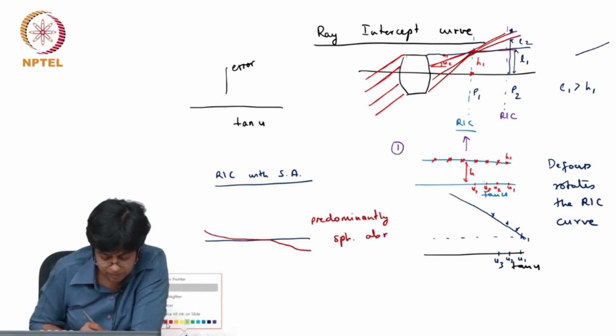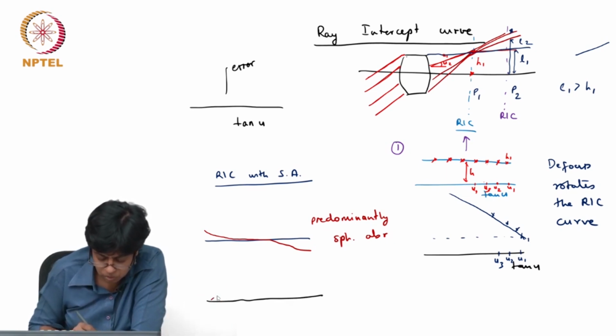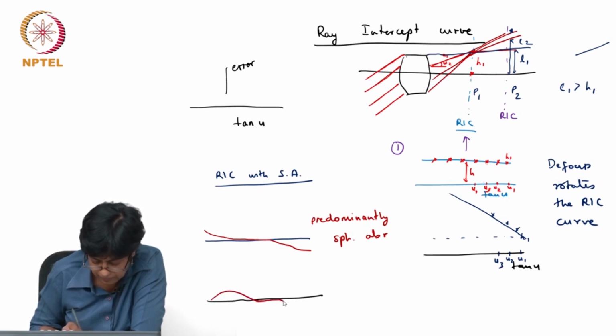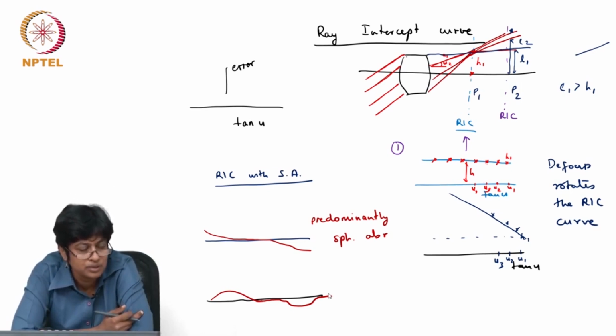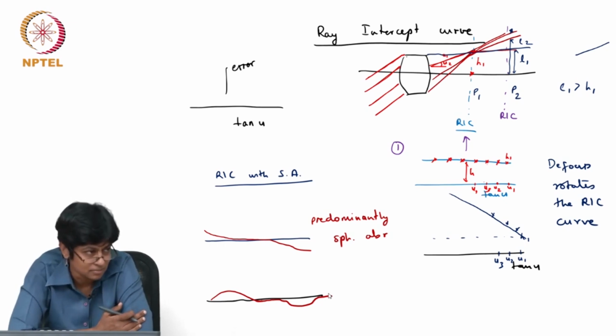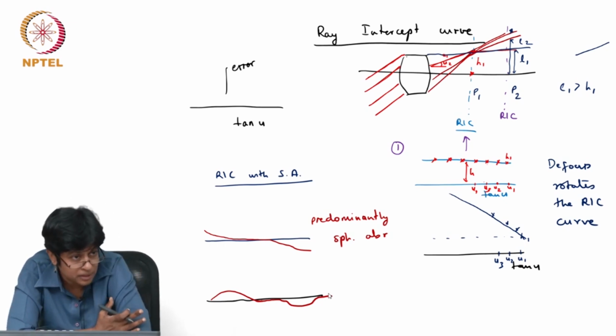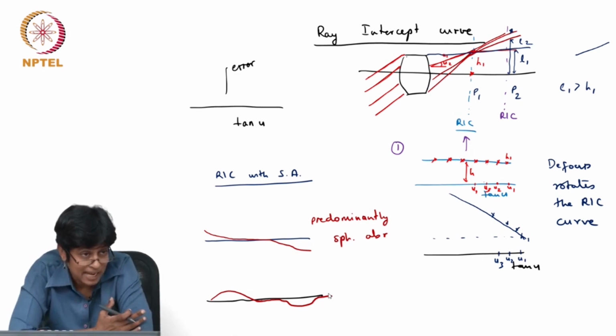Now, I'm going to change something in this system, and the changed one looks like this. What do you think has happened to this system? What would you say is the aberration of this system? It has anti-symmetry. So what is the predominant aberration? It's still spherical aberration, but it doesn't look like our typical spherical aberration.